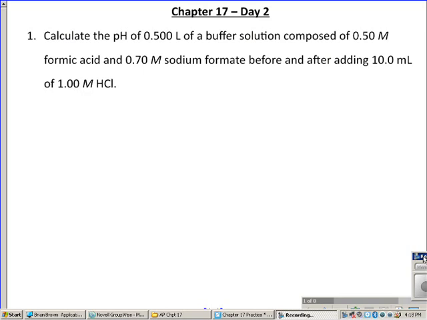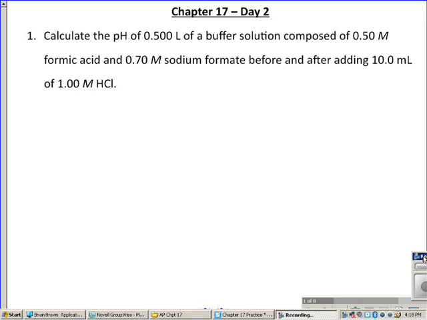Calculate the pH of a 0.500 liter of buffer solution composed of 0.50 molar formic acid and 0.70 molar sodium formate. So they're together forming a buffer, and those are the concentrations of each of those things. And then it says to also calculate the pH after adding 10.0 milliliters of HCl. So we're going to add a little bit of an acid afterwards. So we have two separate problems here.